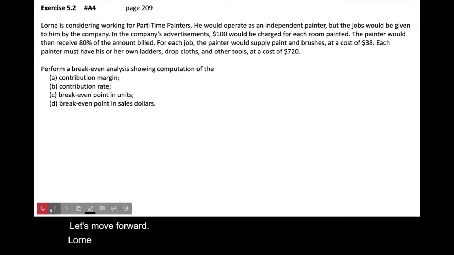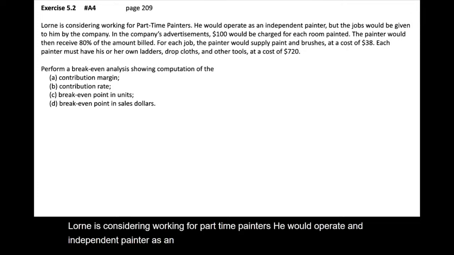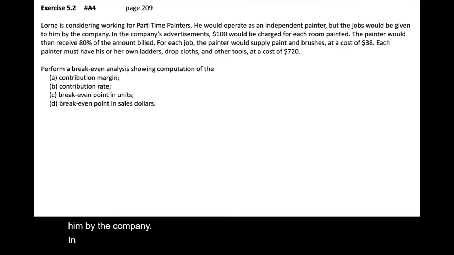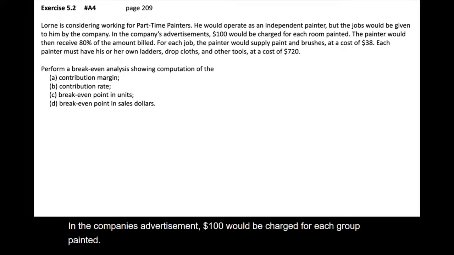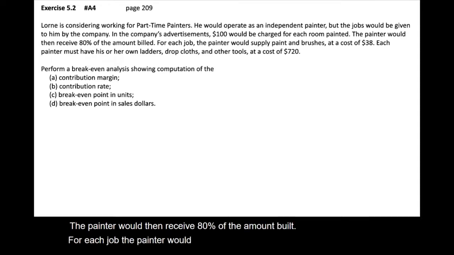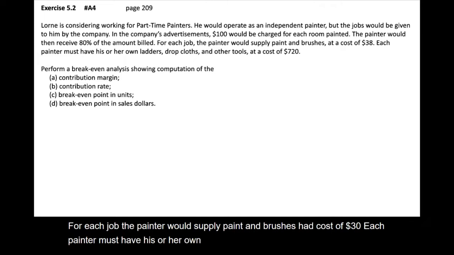Lorne is considering working as a part-time painter. He would operate as an independent painter, but the jobs would be given to him by the company. In the company's advertisement, $100 would be charged for each room painted. The painter would then receive 80% of the amount billed. For each job, the painter would supply paint and brushes at a cost of $38. Each painter must have his or her own ladders, drop cloths, and other tools at a cost of $7.20.